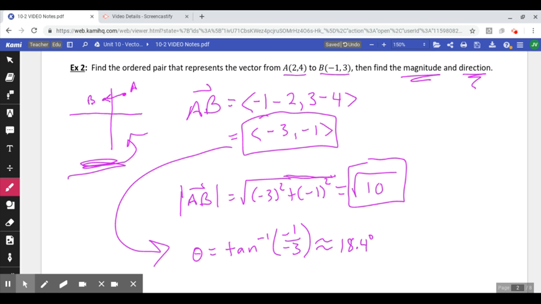There's one problem with this, and if we take a look above and over to the left-hand side, right up here, we can see that the vector actually is not going in the direction of 18.4 degrees. 18.4 degrees would be like that direction. And as a matter of fact, both the x and the y are negative, so we know that this will be a quadrant 3 angle.